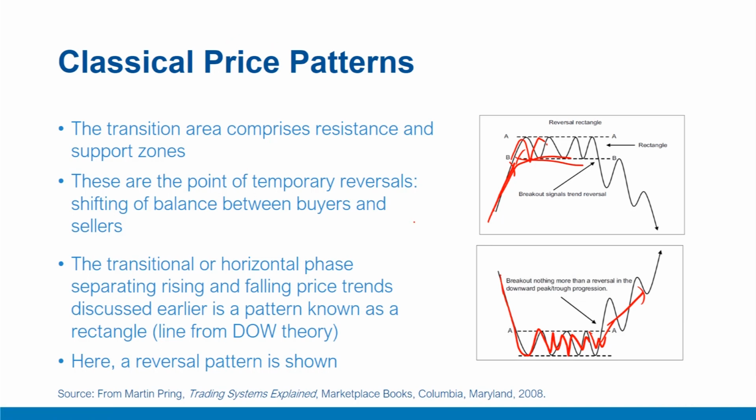The transition or horizontal phase here, separating rising and falling price trends, is a pattern known as the rectangle. It is referred to as the rectangle pattern because prices fluctuate inside the rectangle. This corresponds to the line formation developed from the Dow theory, so it is similar to that line formation. The rectangle, as we see in this figure, marking the turning point between the bull and bear phases like this and this, is termed a reversal pattern.